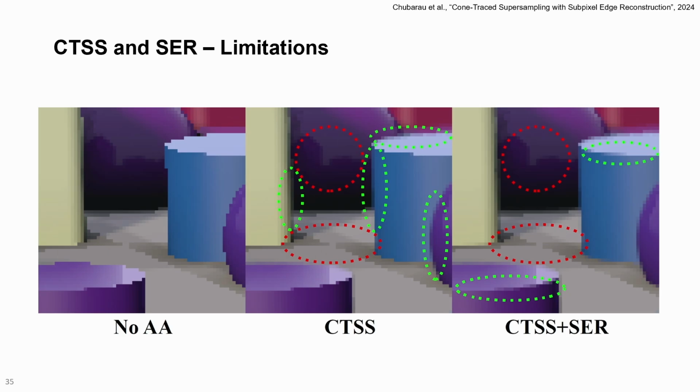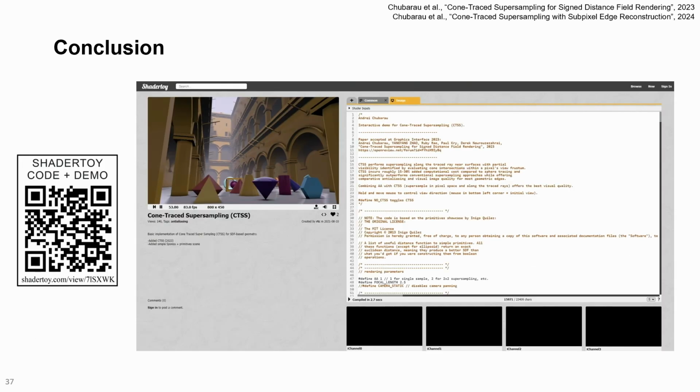So yeah, I guess I'll stop here. With that, just to summarize, we have CTSS and SCR. Together, they form an efficient spatial anti-aliasing solution for signed distance fields, and we offer comparable quality for most geometric edges while requiring only a fraction of the computational cost involved with supersampling. And with that, my presentation is done. Thank you.